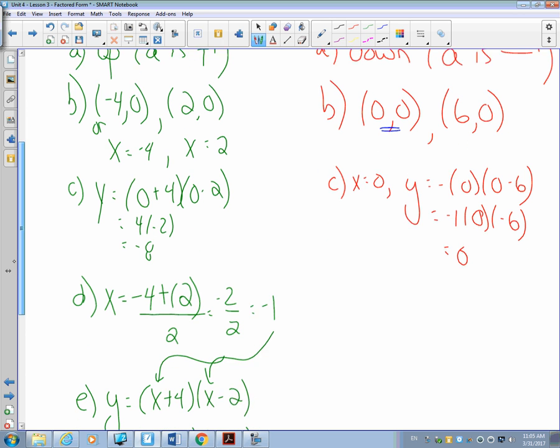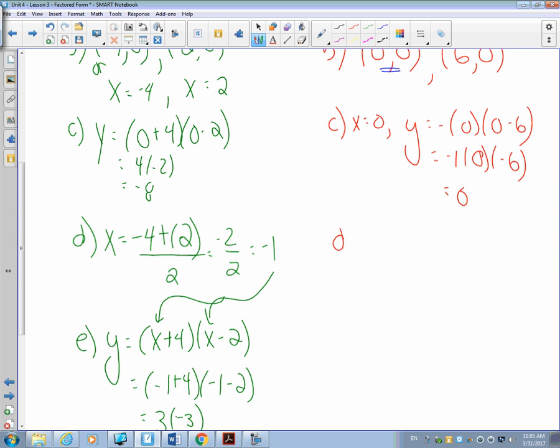Okay, part D. I want to find the axis of symmetry. I'm going to call that the AOS, okay? X equals, add my zeros together and divide by 2. So 6 over 2, which is 3.